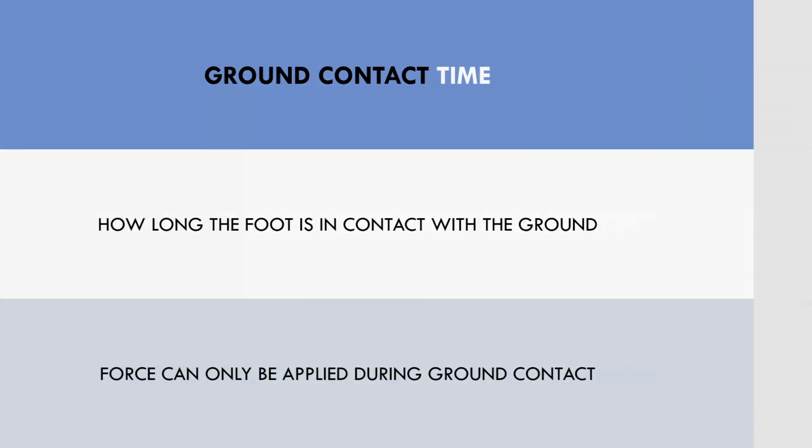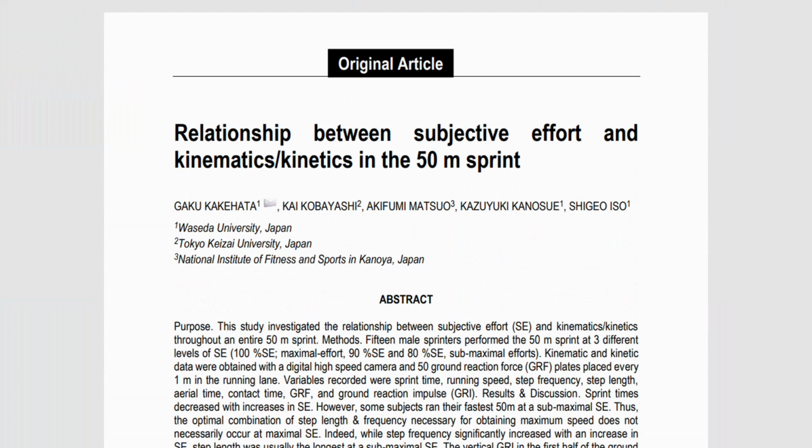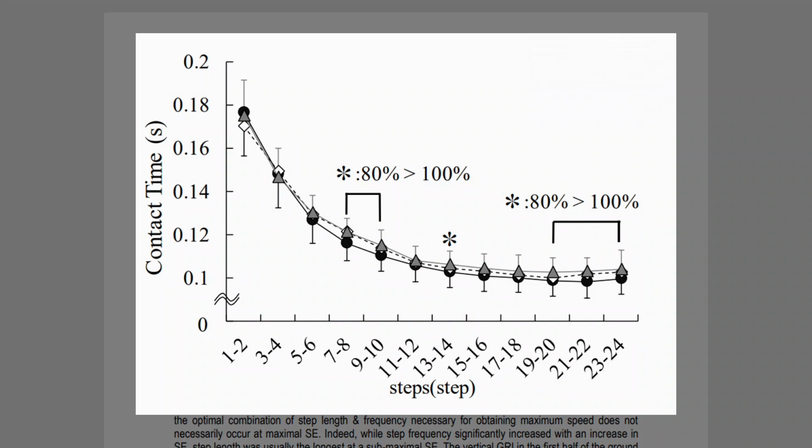This study explored the kinematics of high-level sprinters during maximal effort 50-meter sprints. As we can see here, the ground contact times over the first 5 to 6 steps were much longer than the latter portion of the sprint. Ground contact times during the acceleration portion of the sprint were around 0.13 to 0.18 seconds on average. So during acceleration, athletes have more time to apply force into the ground compared with max velocity sprinting.